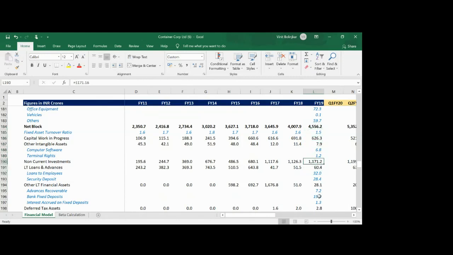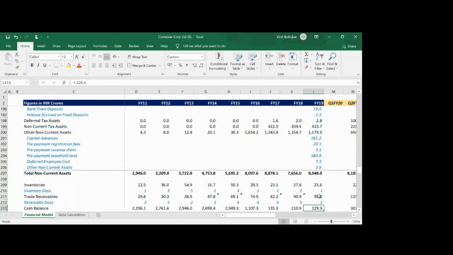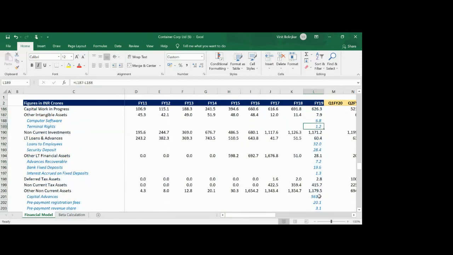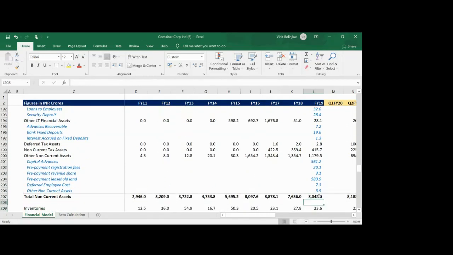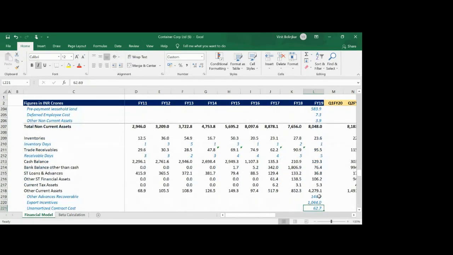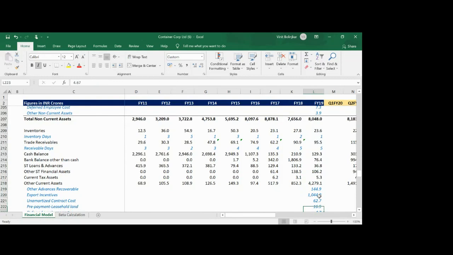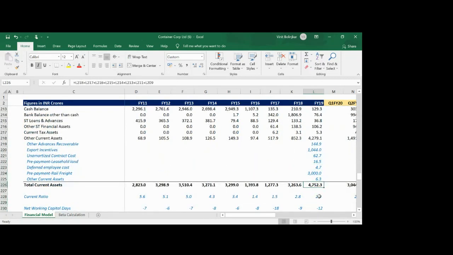Then we come to the other element, which is your total non-current assets. So just like you had total non-current liabilities and current liabilities, like that you have non-current assets and current assets. So in non-current assets, you will have all these elements which are there, which are any loans and advances given, or security deposit that you have given, or you have advances recoverable, bank fixed deposits, interest accrued on fixed deposits, deferred tax assets. All these elements typically will form your non-current assets. And then your inventories and trade receivables, cash balance, bank balance, and other assets which are listed out here typically form your total current assets, right?